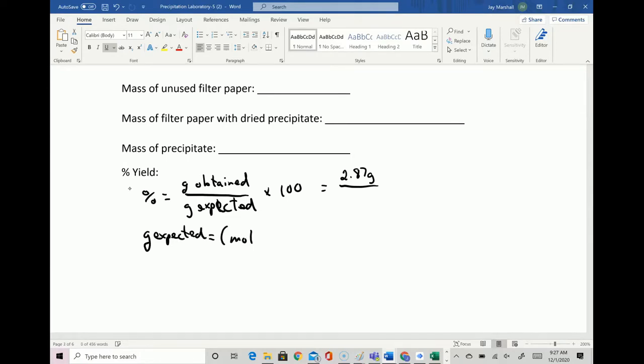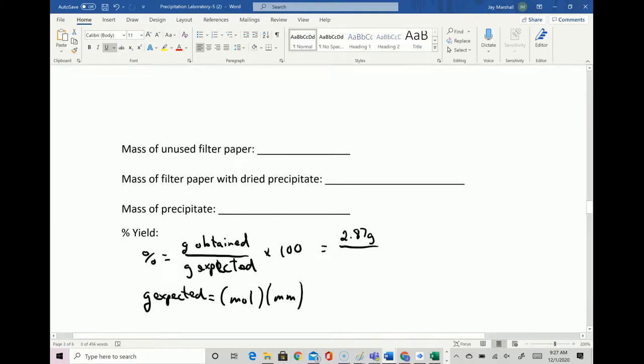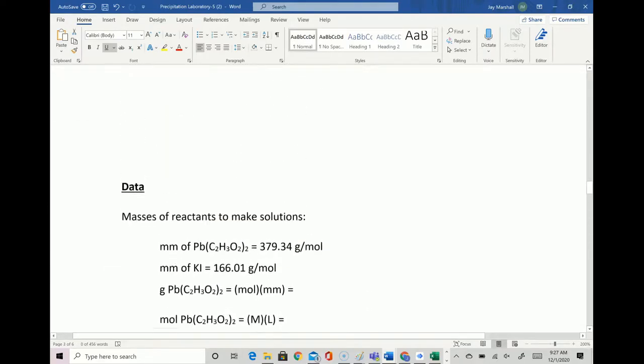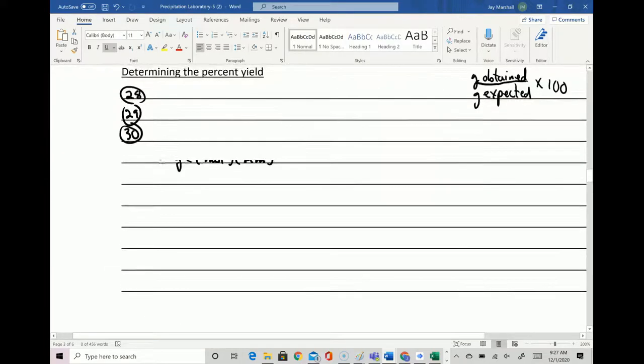Our numbers or the numbers here? Your numbers. Yeah, for you guys, whatever your lab group got, you're going to use your numbers. Okay, so how am I going to figure out what the number of moles we expected is?